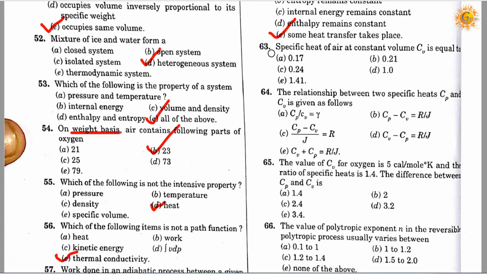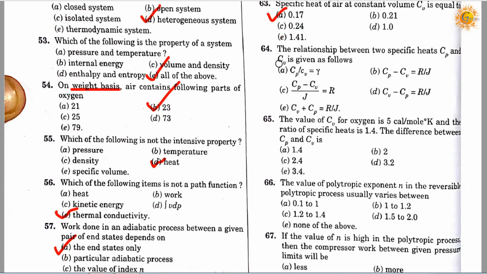Question number 63. Specific heat of air at a constant volume, C subscript V, is equal to option A 0.17, option B 0.21, option C 0.24, option D 1, option E 1.41. Correct answer is A. Specific heat of air at a constant volume, C subscript V, is 0.17.